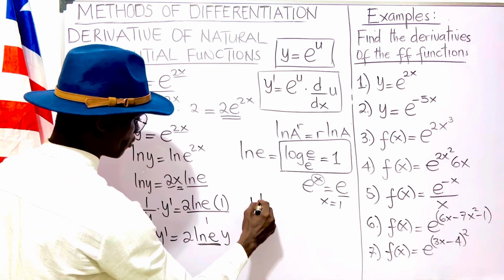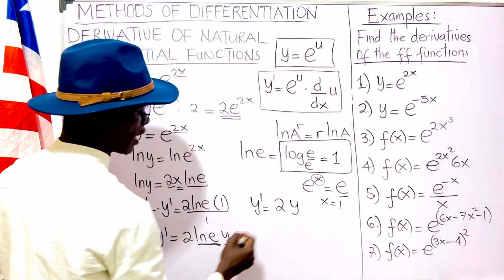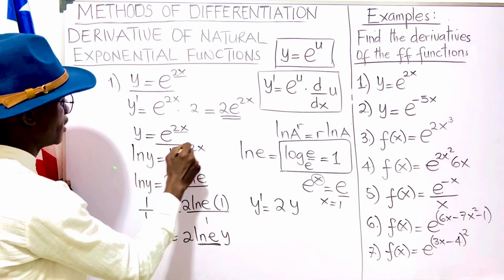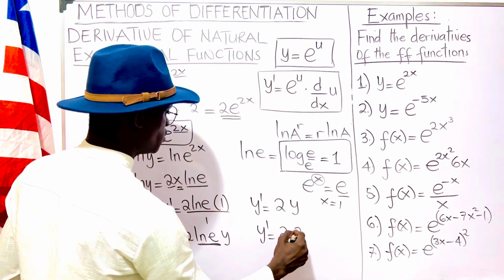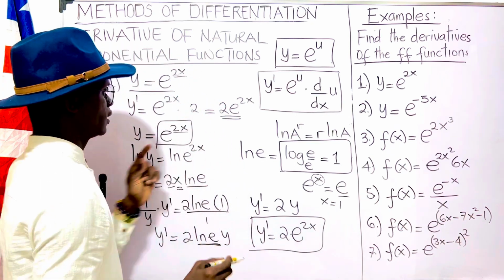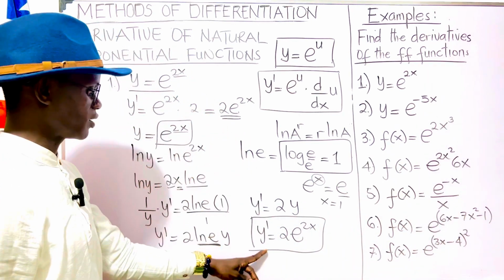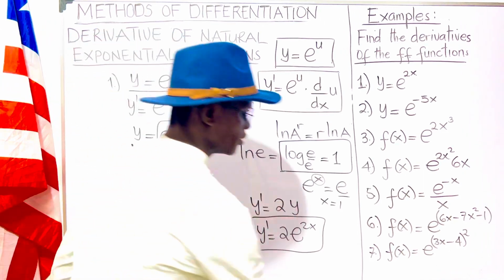So the ln of e, which is also written as log base e of e, is equal to 1. So we have y prime equals 2 times 1, so it's just 2y. What is y? From the beginning, y was e raised to the power 2x. So you see that this is the same answer that we got here. It's just that this one is a bit longer.